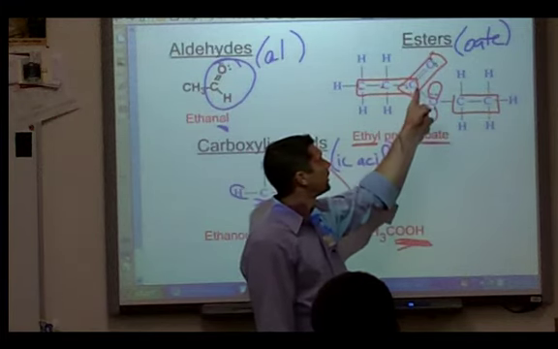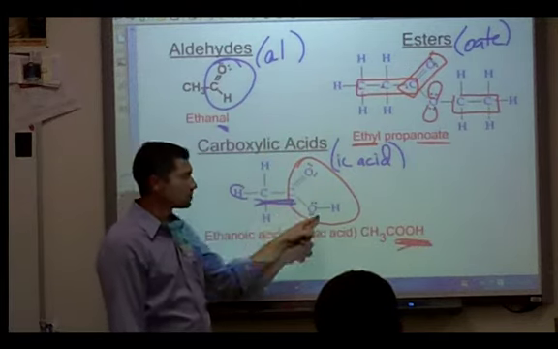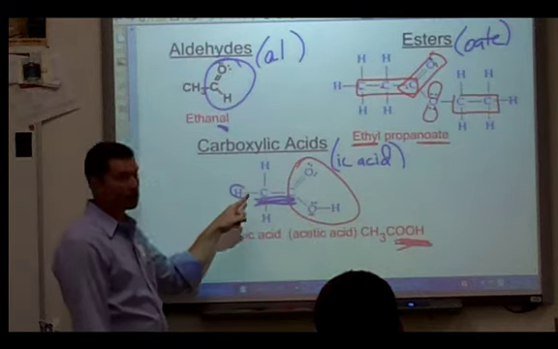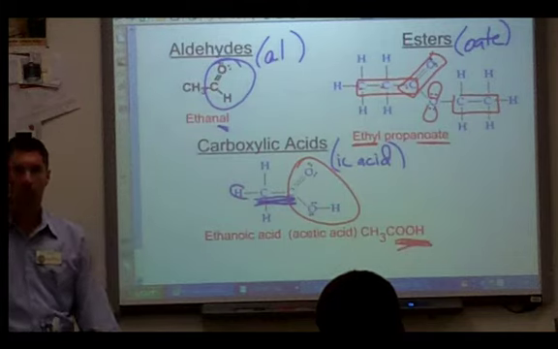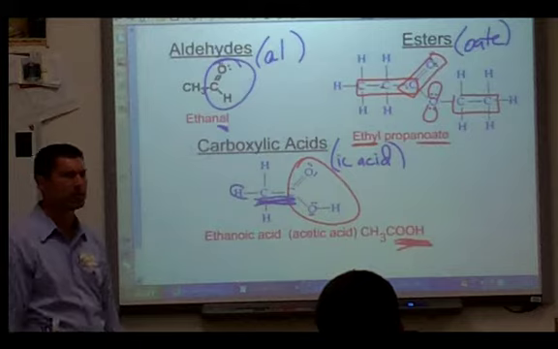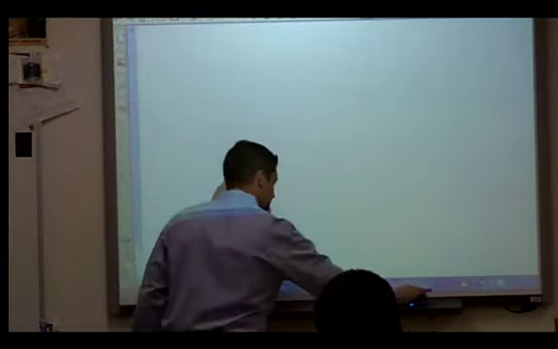Ethyl propanoate. And then carboxylic acids have the coochie-coochie-coos. Okay? Ethanoic acid, propanoic acid, butanoic acid. You probably should memorize those tonight. Okay? Let's move on. Let's play around a little bit.